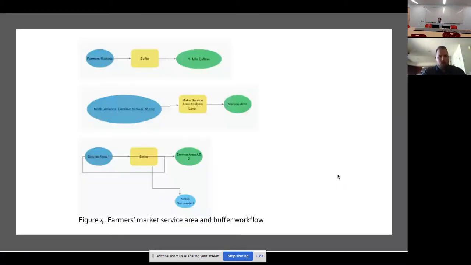Okay, so just real quick, this is the workflow for the service areas. So we started off with inputting the facilities, which was the farmer's market, creating a buffer, a 1 mile buffer. And then the second one there is starting with the network data set, creating a service layer, and ultimately a service area. And the bottom one was used to solve an additional service area.